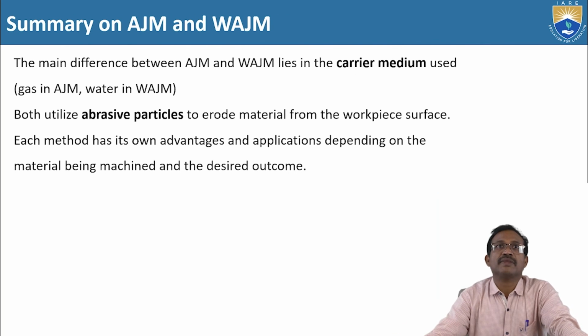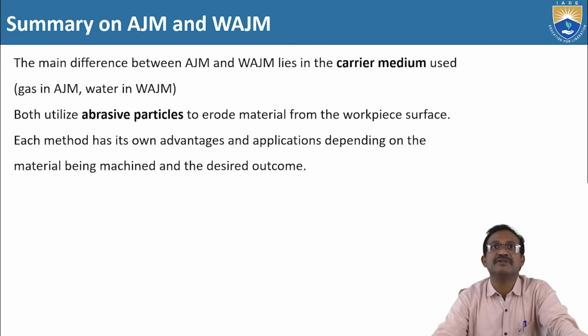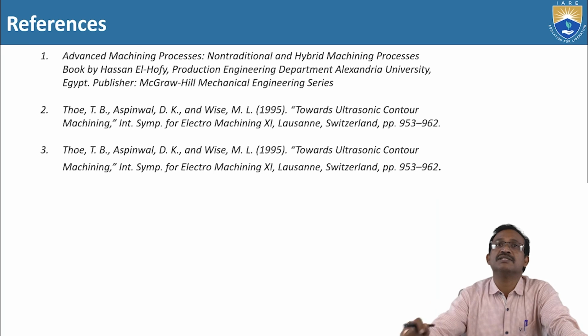In summary, the main difference between abrasive jet machining and water abrasive jet machining lies in the carrier medium used: usually gas in abrasive jet machining, water in water abrasive jet machining. That's what we have discussed. Both utilize abrasive particles to remove material from the workpiece surface. So in both cases, we are using abrasive particles. Each method has its own significance, and based on the application, we have to make use of them. These are the references. So with this, I conclude this topic.